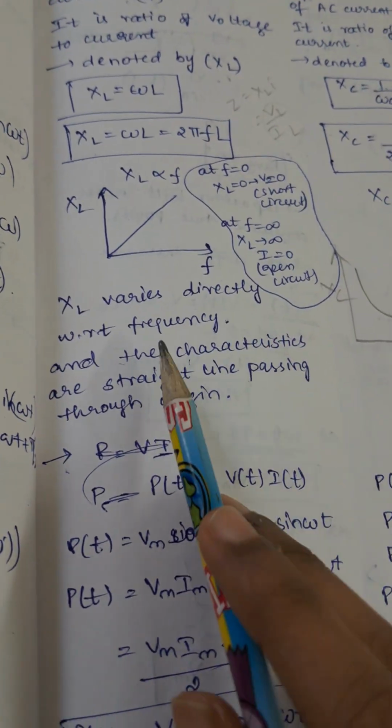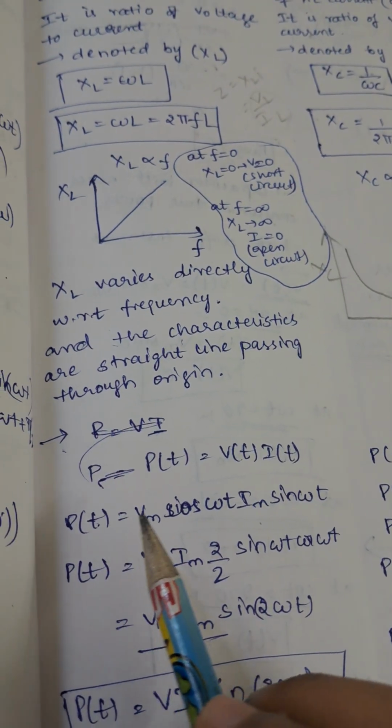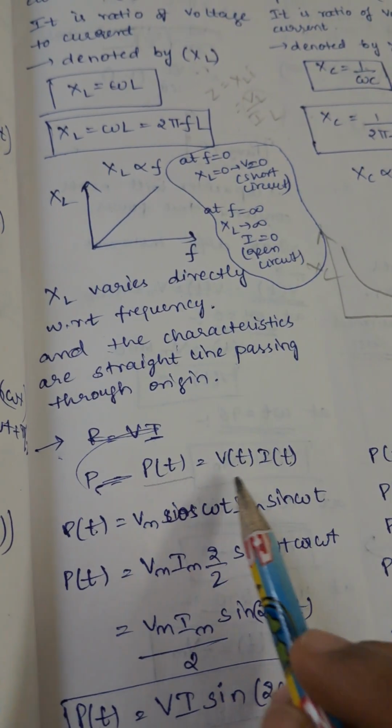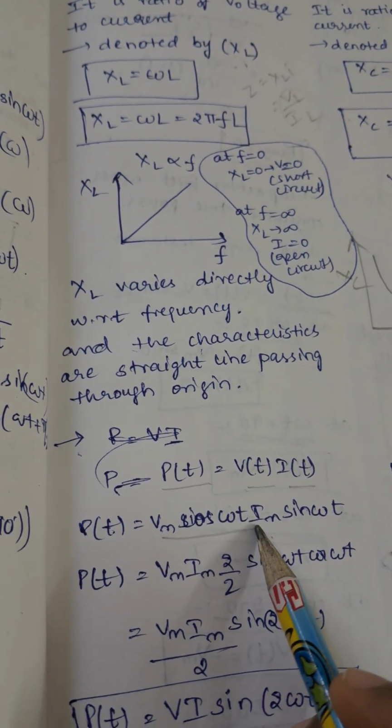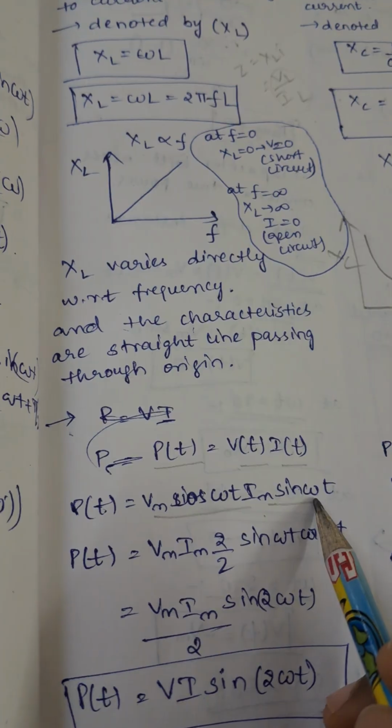XL varies directly with respect to frequency. Next, power we need to find. V of t into I of t, right? P of t will be Vm into cos omega t into Im into sin omega t, right?